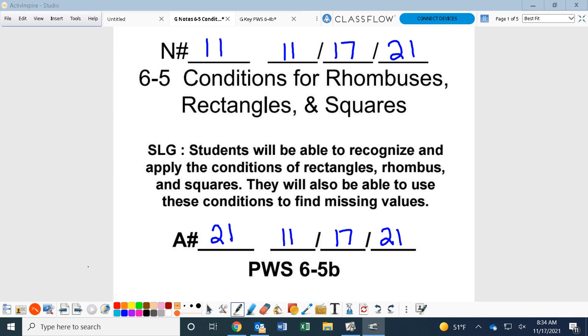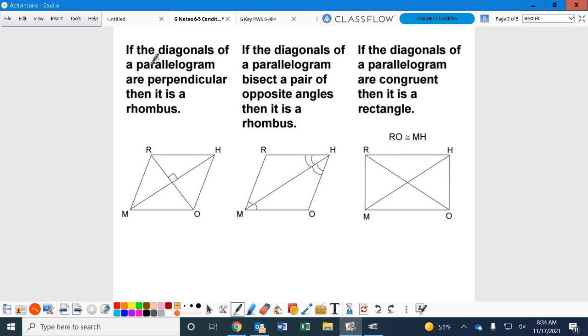Squares again, and today it's going to be a lot of the same things. It's basically like working backwards from those properties. It's going to be talking about conditions for these. It's like the test for them. We've got 3 of them sitting right here. These are going to be things that you're going to be looking for to decide what shape something is.